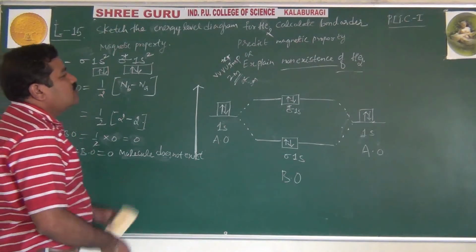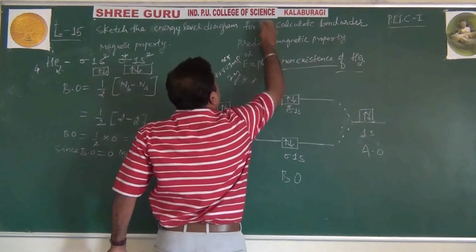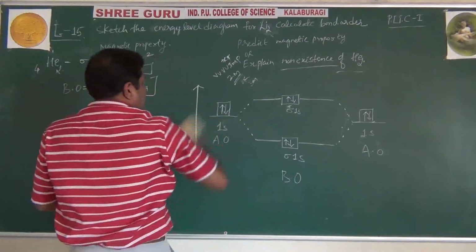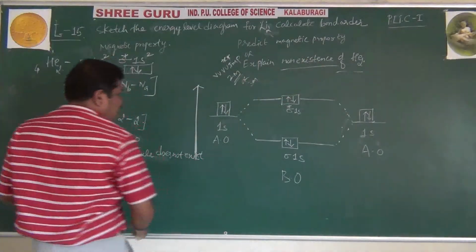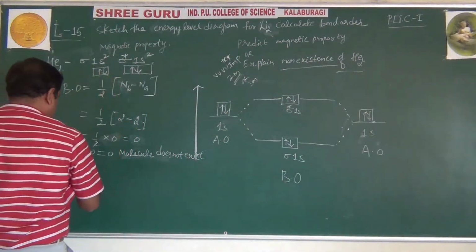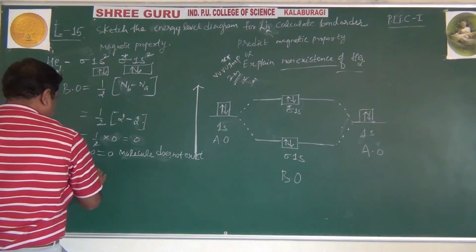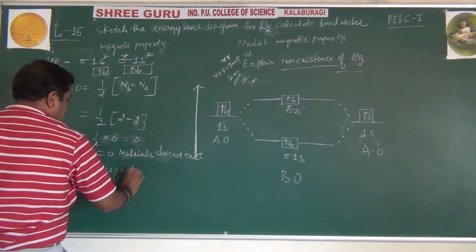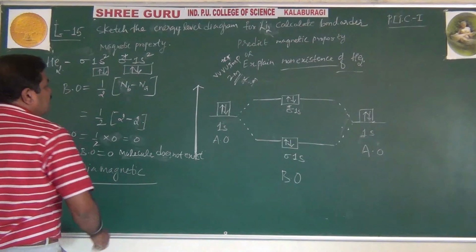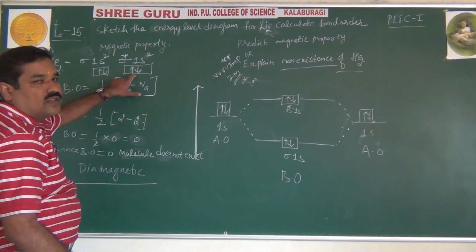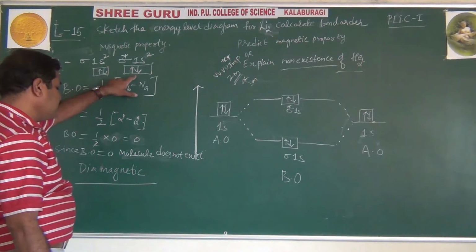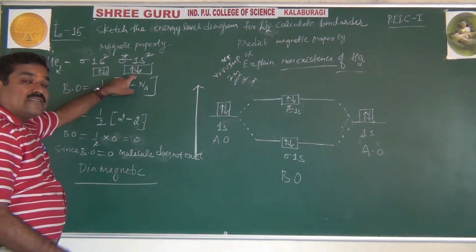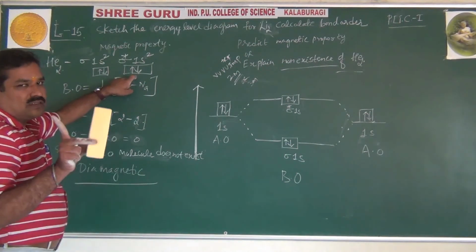Sketch the energy level diagram of lithium. Calculate bond order, predict magnetic property. Are you finding any unpaired electron? No. It is also diamagnetic. Since there are no unpaired electrons, it is diamagnetic in nature. Got it? If they are all paired, diamagnetic, no unpaired. If at least one is unpaired, then it is paramagnetic.